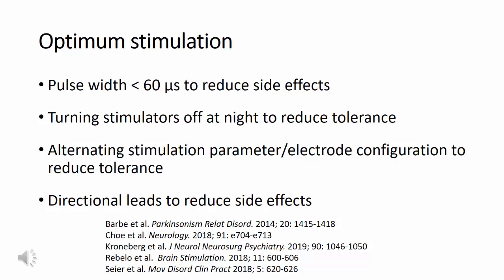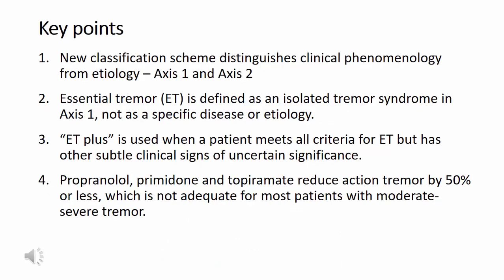I will conclude by summarizing several key points. First of all, the new classification scheme distinguishes clinical phenomenology from etiology, axis 1 and axis 2. Essential tremor is defined as an isolated tremor syndrome in axis 1. Essential tremor is not a specific disease or etiology. Essential tremor plus is used when a patient meets all criteria for essential tremor but has other subtle clinical signs of uncertain significance.